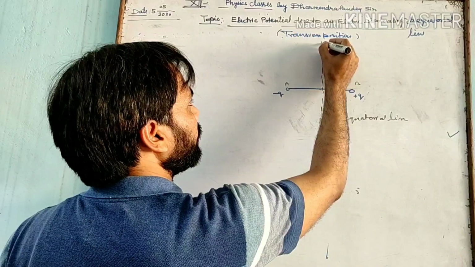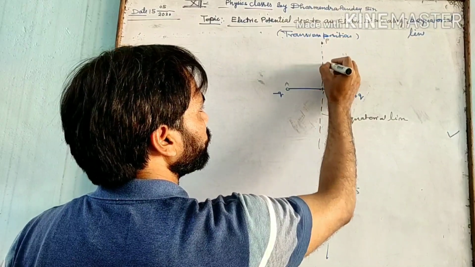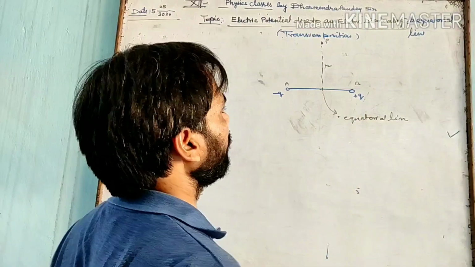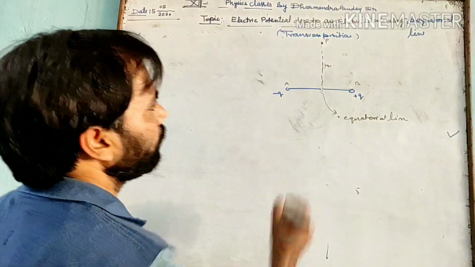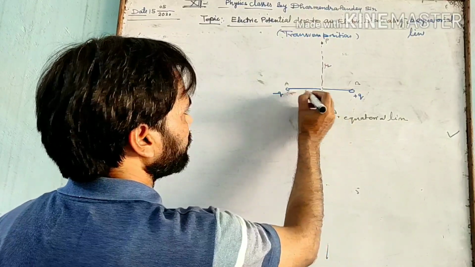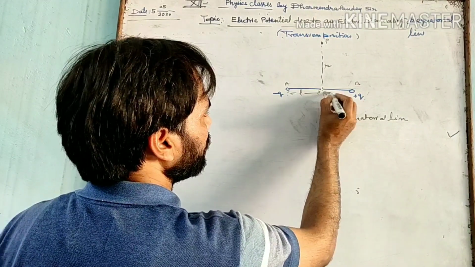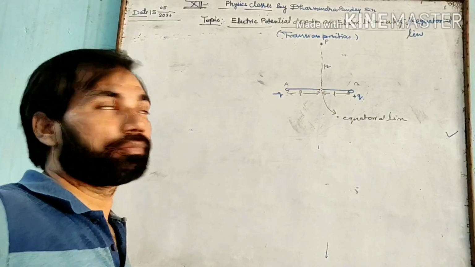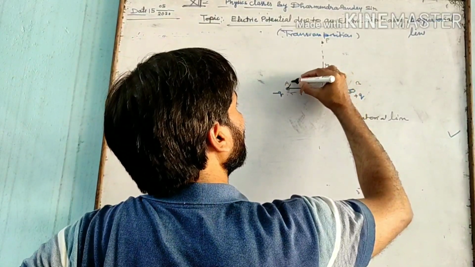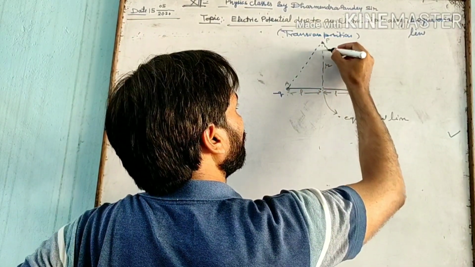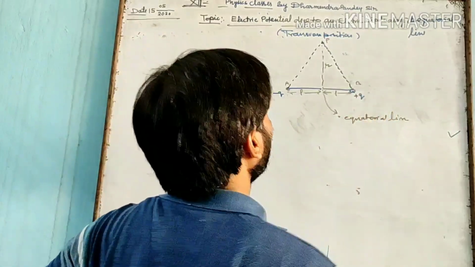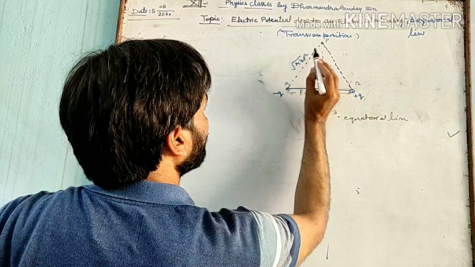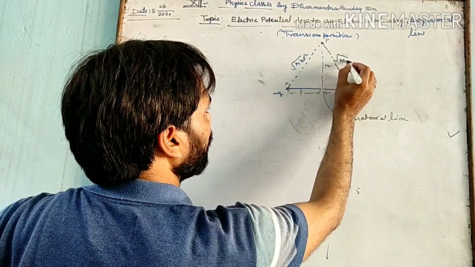And here let us assume P be a point which is at a distance r from the center of the dipole. Let's say C be the center. This is at a distance L from center. This is also at a distance L from center. And now if we draw this, what is the distance of point P from these two charges, we will find that it comes out to be under root r square plus L square. This is also under root r square plus L square.